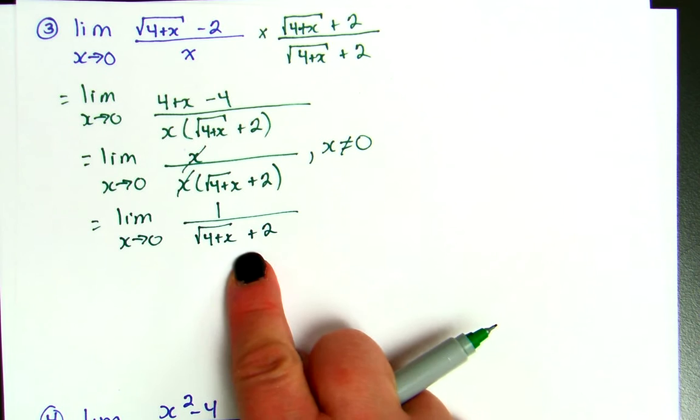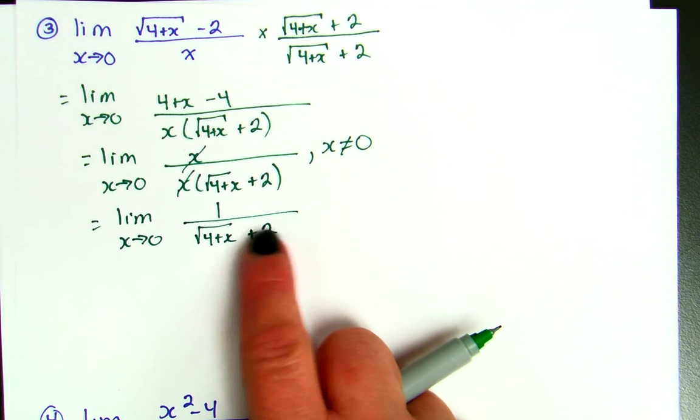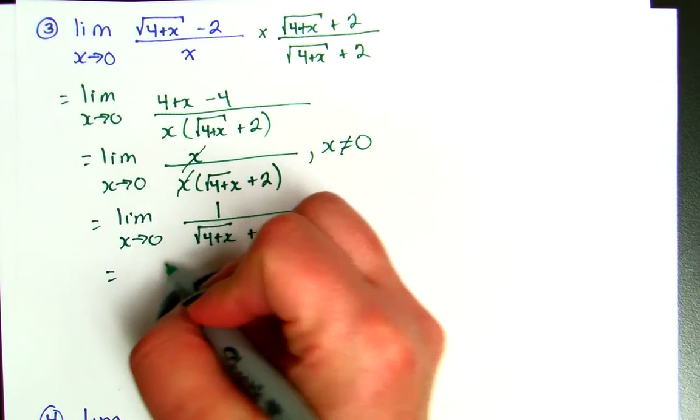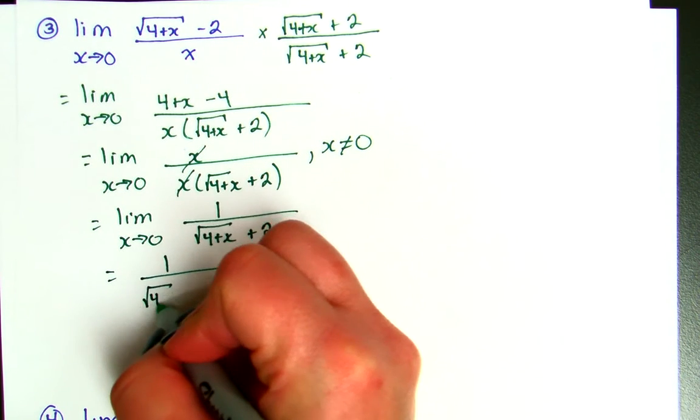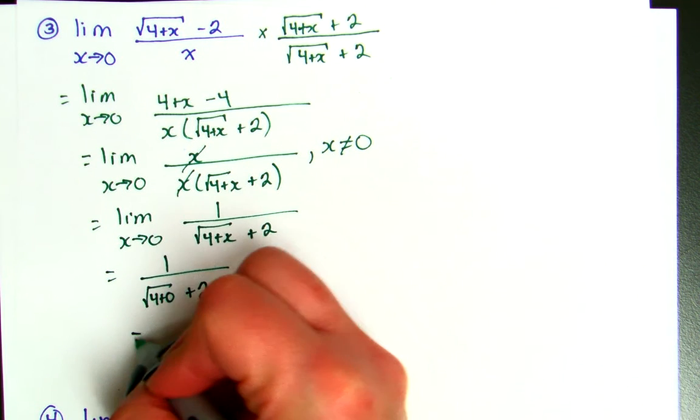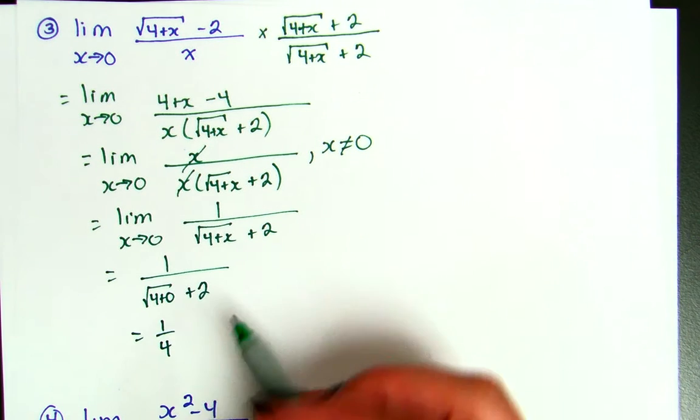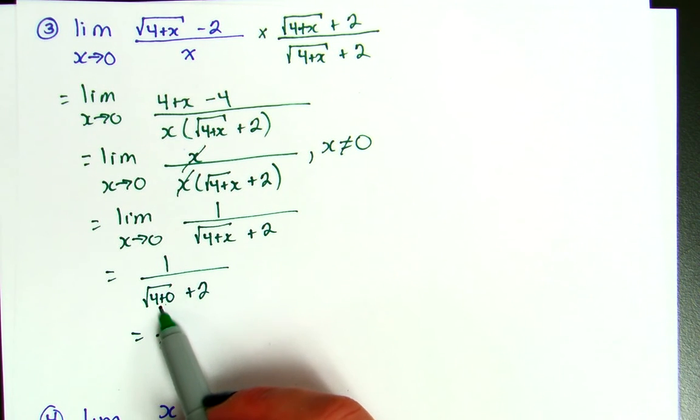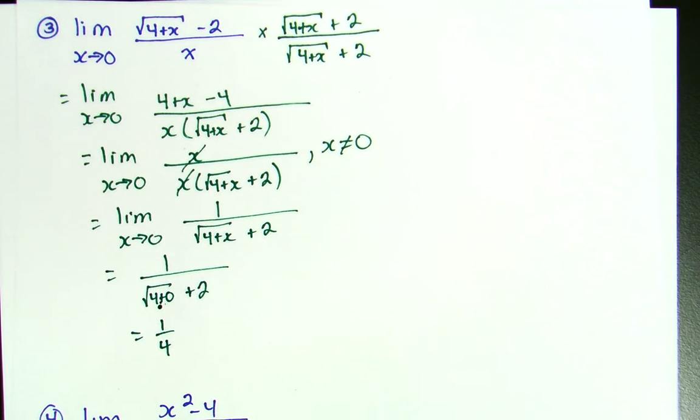The bottom isn't pretty, but there's really no problem in me subbing 0 into there. 1 over root 4 plus 0 plus 2, which is going to give me 1 over 4 when I finish it, because the root of 4 is 2, and then I have 2 plus 2 on the bottom.